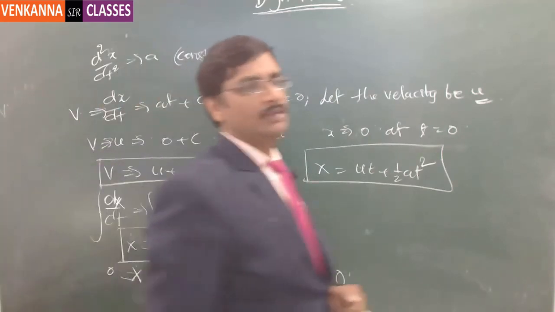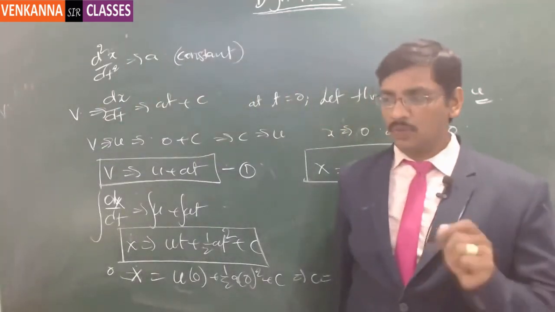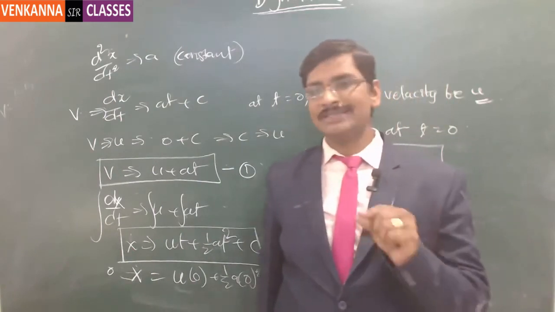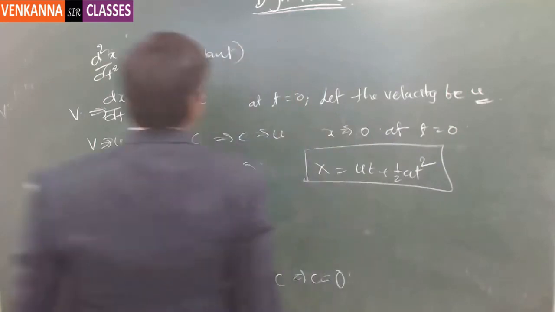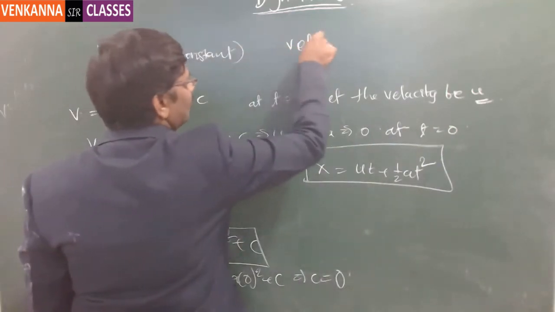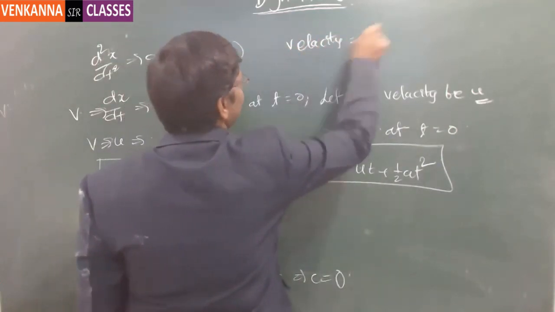So here actually three different cases we dealt with. One is with constant velocity where the acceleration is 0. In that particular case, we directly write velocity equal to displacement by time.